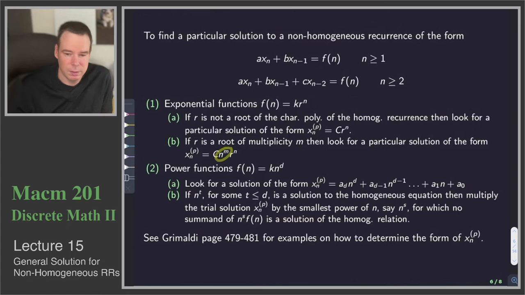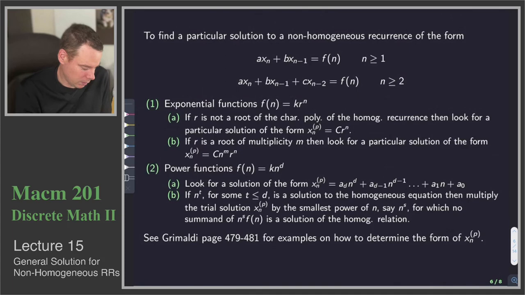So n to the power of the multiplicity, and we stick that in front of r to the n, and then that becomes our guess at our particular solution. The idea here is we already know r to the n, n times r to the n, n squared times r to the n, and so on, all the way up to n to the m minus 1 r to the n are already solutions to the homogeneous equation, so you just push the exponent on n high enough to get something that's not a solution to the homogeneous equation, and therefore you guess that as the solution to the non-homogeneous equation. So that's what our guess is for our particular solution.